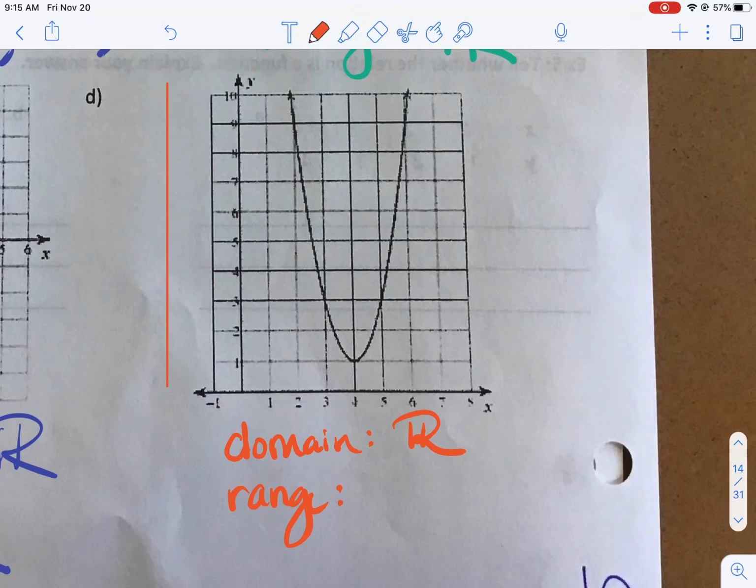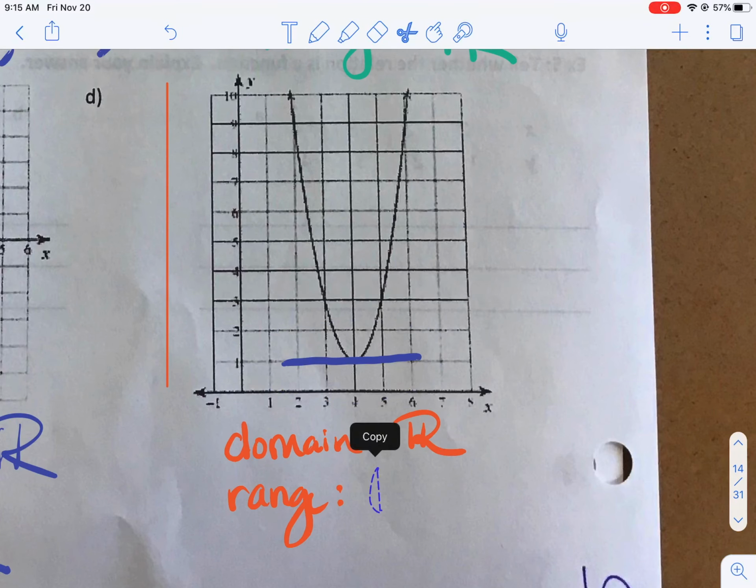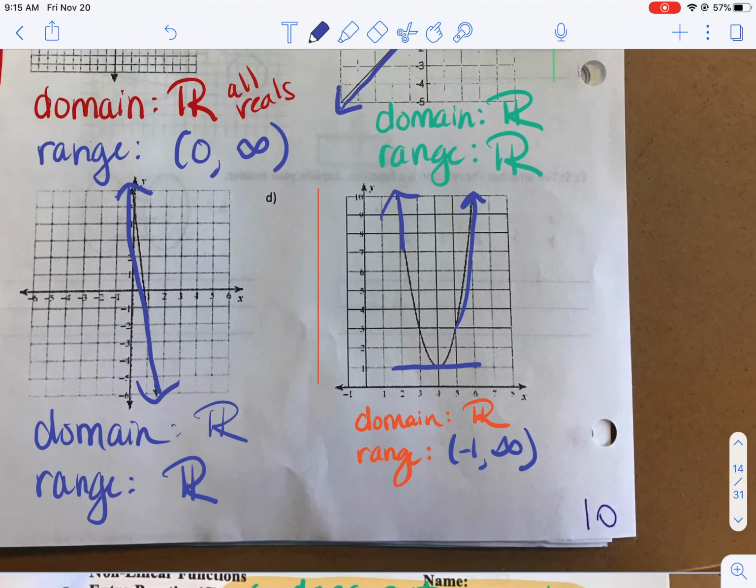Now the range is a different story. So if I look here and I have my line, I'm going to circle this. I'm going to start where the arrows are, and I go down, down, down, down, down. And I can see that eventually I have to stop here because there's no more numbers. So this is going to be -1 all the way to positive infinity because it's going up forever.